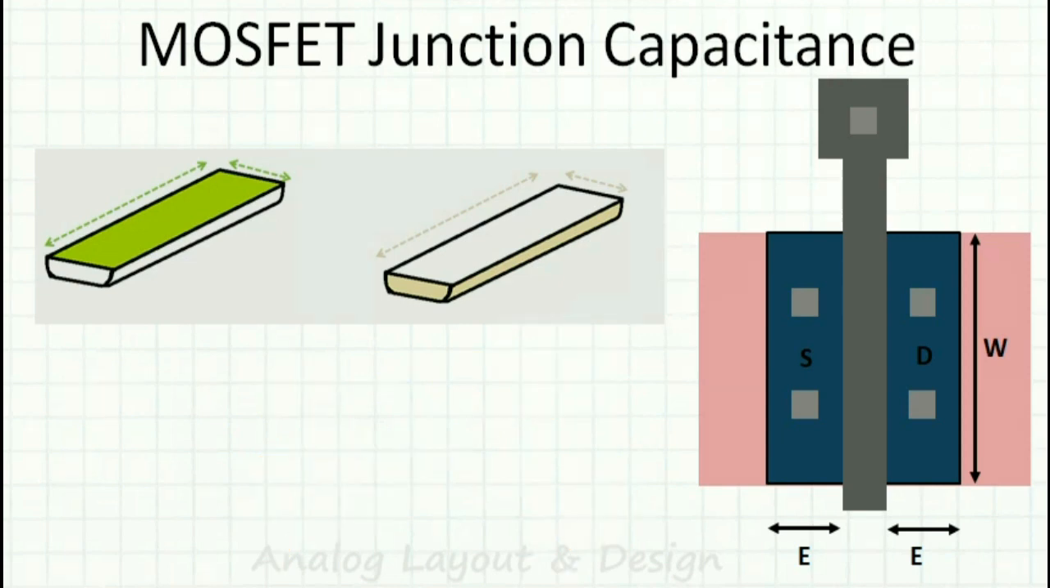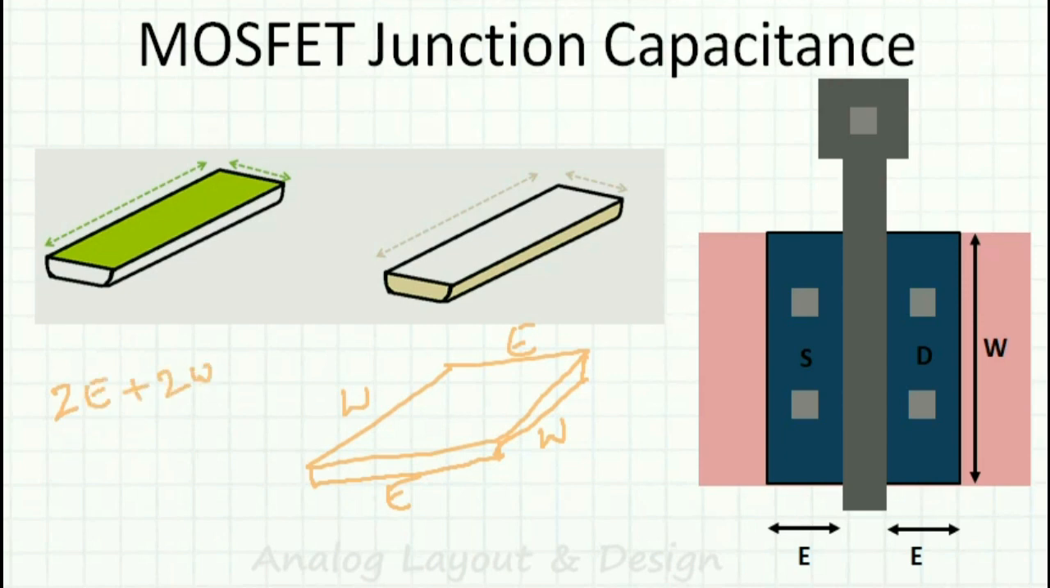So what is the total area of this guy now? This is E and this is W. So here also E, here also E, here also W, here also W. So it is 2 times E plus 2 times W, or 2 into E into W. And if I know the capacitance of small area, I have to just multiply with this. So I will get the capacitance. And this one is known as the side wall capacitance.